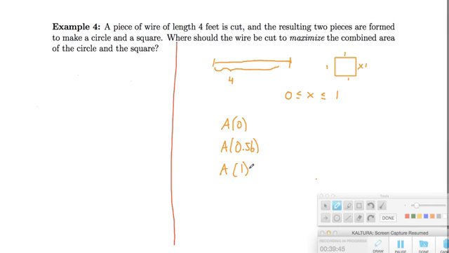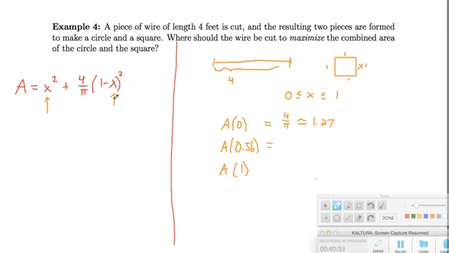Well, just a quick reminder, I think it's long since been erased, but remember that our original formula, once we converted to all x's, was x squared plus 4 over pi times 1 minus x squared. That was before we took its derivative. That's the original area function. Well, if you plug 0 into that for x, this is 0, this is 0, and you just end up with 4 over pi, which is about 1.27 approximately.